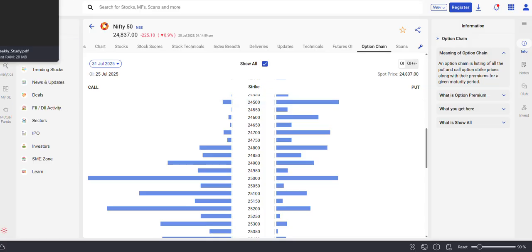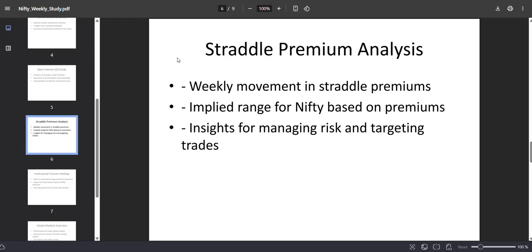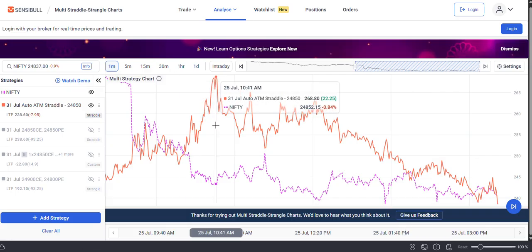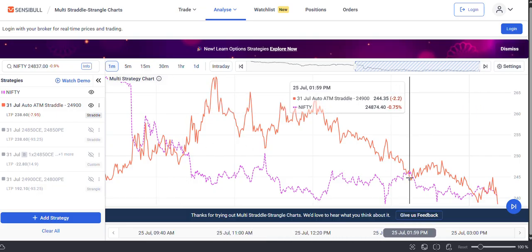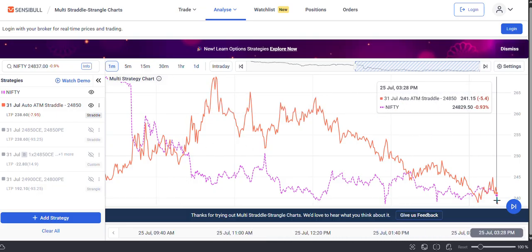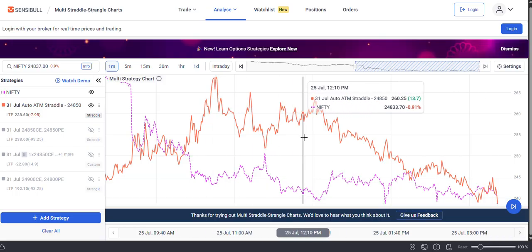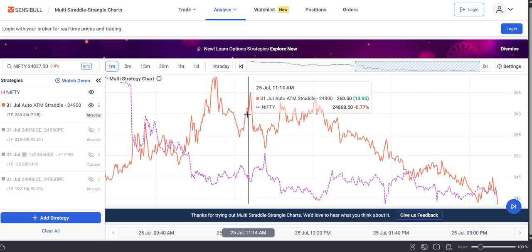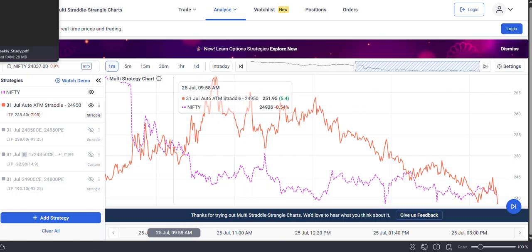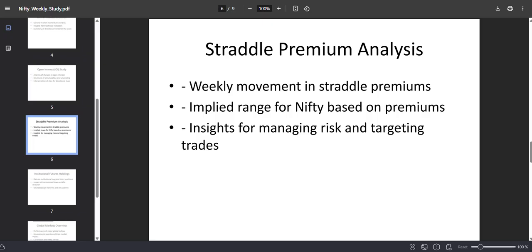Okay. Then coming to the next, that is straddle premium. The straddle premium is low only because VIX is below 12, and the straddle premium is in the order of 240 only, and nothing much is being conveyed by the straddle premium. It is also once again staying sideways only. That is what we could see.